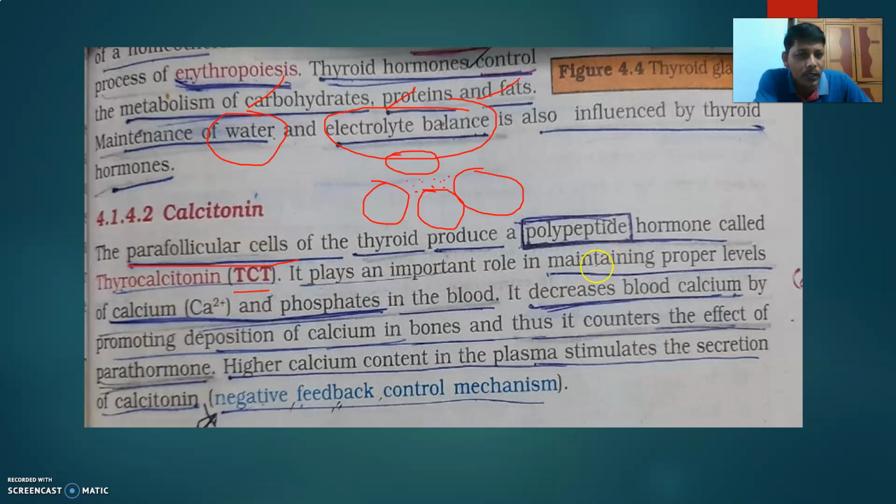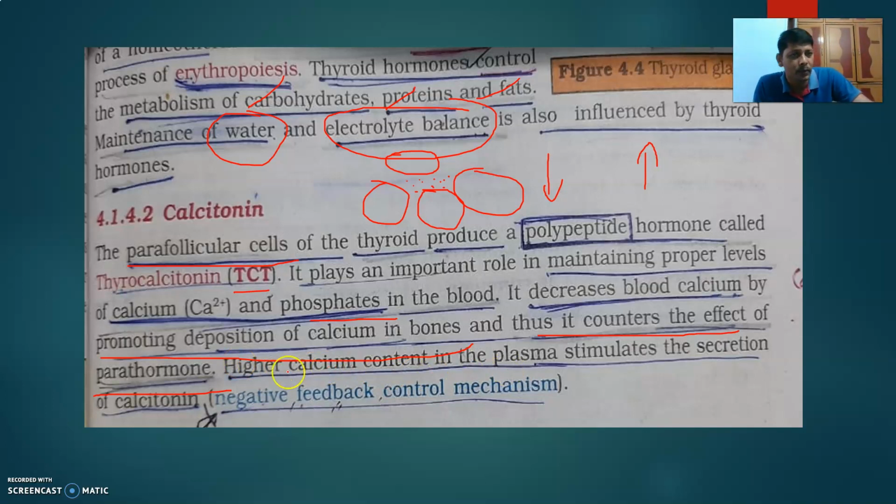It plays an important role in maintenance of proper levels of calcium and phosphates in the blood. It decreases the blood calcium by promoting the deposition of calcium in bones. Thus, it counters the effect of parathormone. Parathormone increases the calcium levels, but this hormone decreases calcium. These two hormones maintain homeostasis of calcium in our blood. Parathormone is called a hypercalcemic hormone because it increases the calcium levels.